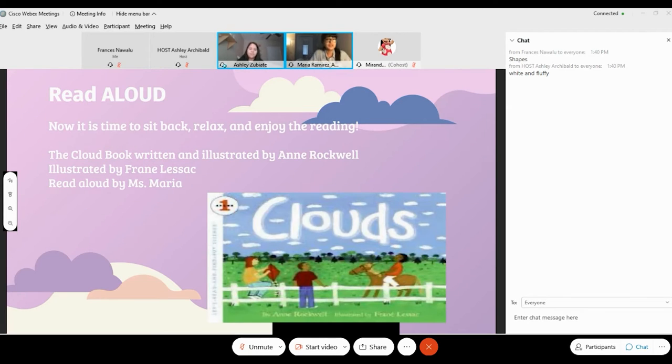So now it's time to sit back and relax. I'm going to be reading a book called Clouds by Anne Rockwell, and it's illustrated by Fran Lissac. This is it.